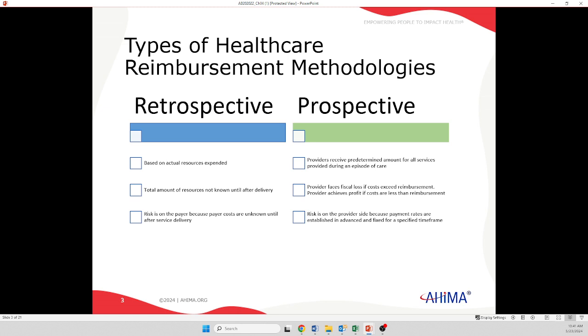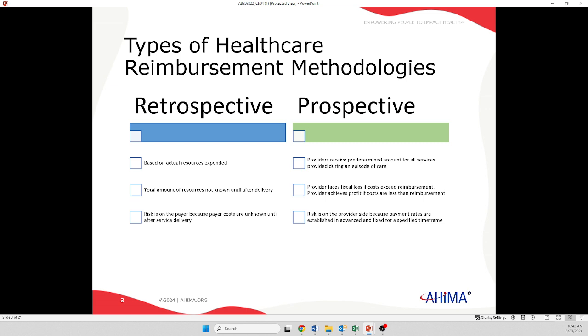So they're going to say, let's say a chest x-ray, the predetermined cost is going to be $200. If it only costs them $100, then they make $100. If it costs them $300, then they will lose money. The risk is on the provider because the payment is established in advance. Now, it's not going to change. And with prospective, a plus is that there are some incentives, whereas the retrospective does not have incentives to control the cost. And we're going to look at each one of these different types.